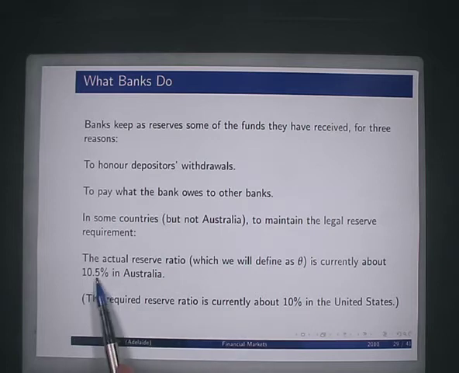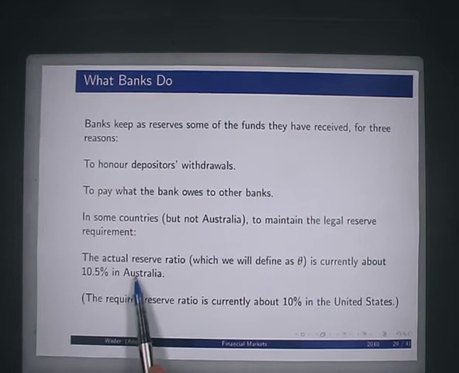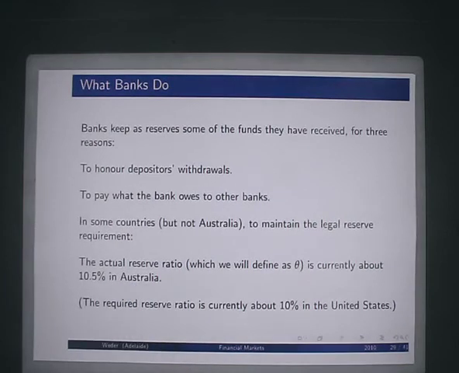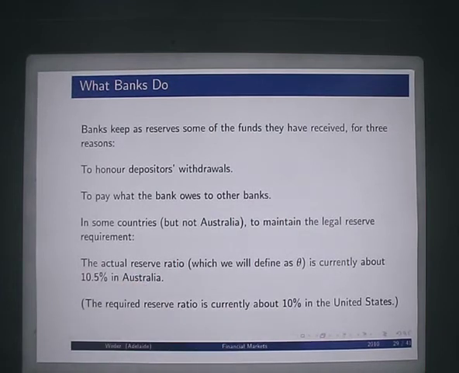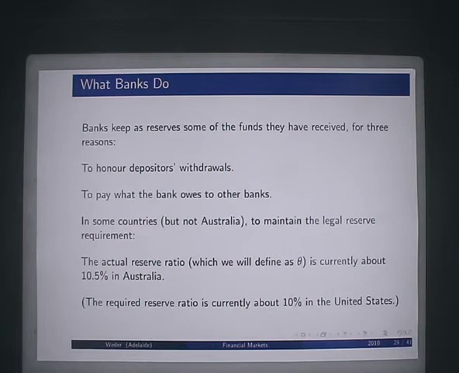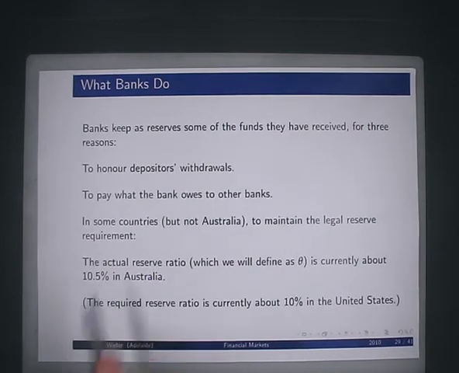Nevertheless, even though, for example, in Australia there's no such law, the reserve ratio is also about 10% at the moment, but that's just a coincidence, and it's definitely a strictly positive number. About 10% is the reserve ratio, that is, the reserves private banks have as a fraction of deposits. It's about 10% as well, but it's simply voluntary by Australian banks.